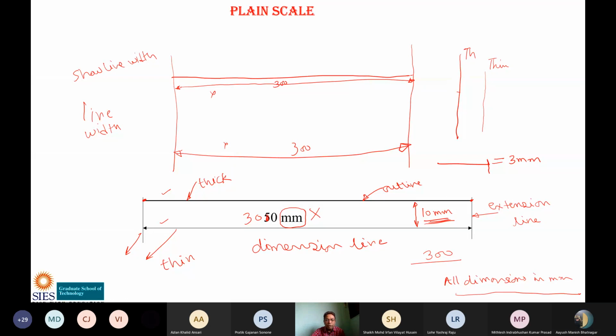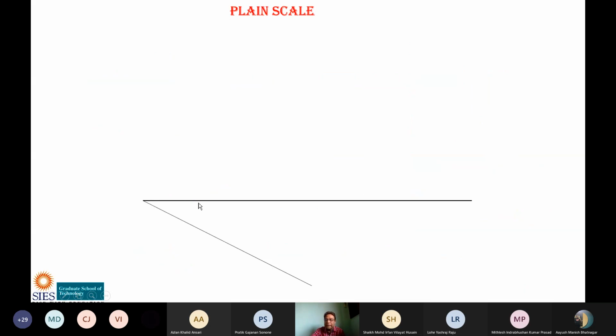Going back to our question, a question was to draw a plain scale, and we understood now that the length of this line should be 300 mm. So I have drawn a line of 300 mm. Now this 300 mm line should be long enough to measure up to 6 meters. So how many meters do I have to show in there? 6 meters. Approximately, this is 1 meter, this is 2 meter, 3 meter, 4 meter, 5 meter, and this is 6 meter.